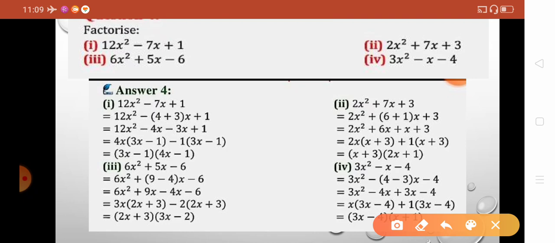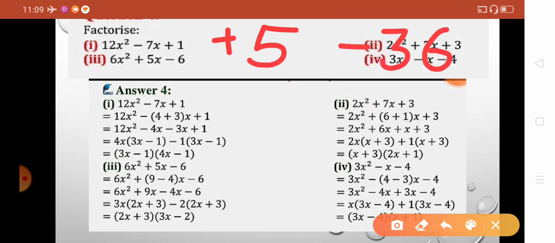Next is 6x square plus 5x minus 6. The sum must be equal to plus 5 and the multiplication must be equal to 6 times minus 6, that is minus 36. So you have to choose two numbers in such a way that the sum must be plus 5 and the multiplication must be minus 36.